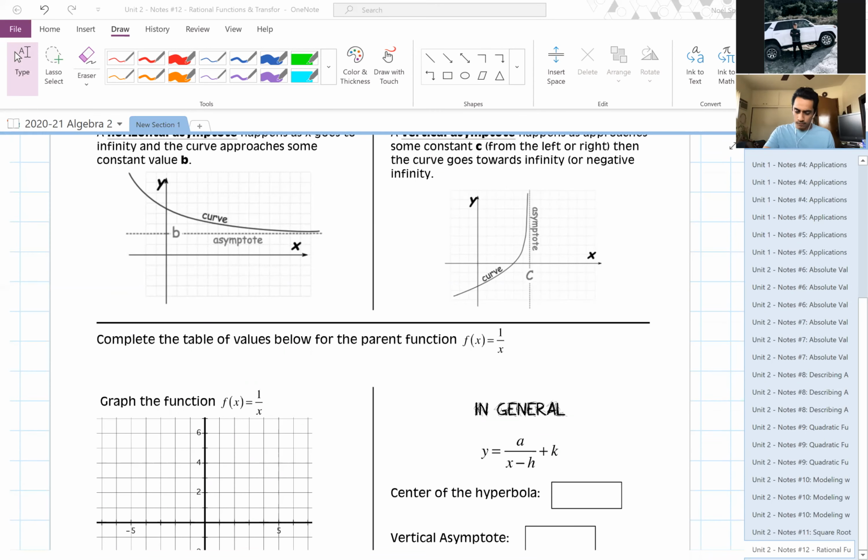The horizontal asymptote comes from the shifting up and down. So if there is no shift up or down, then that tells you that the horizontal asymptote will stay on the x-axis. All right, so this one tells you the horizontal asymptote.